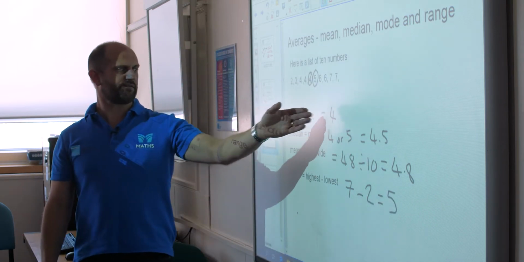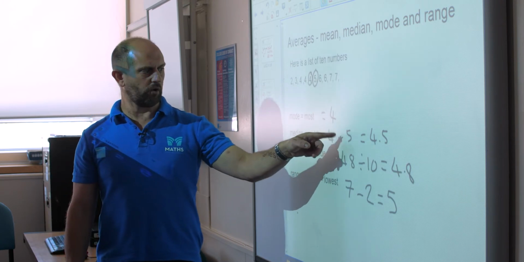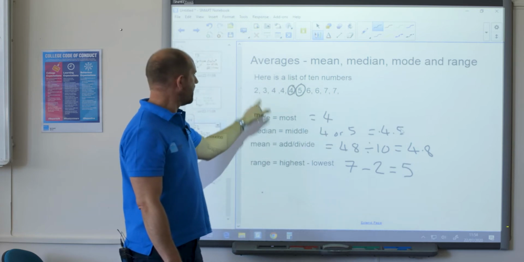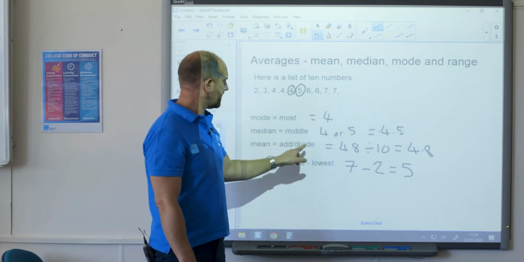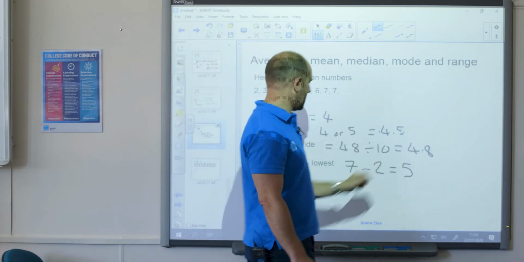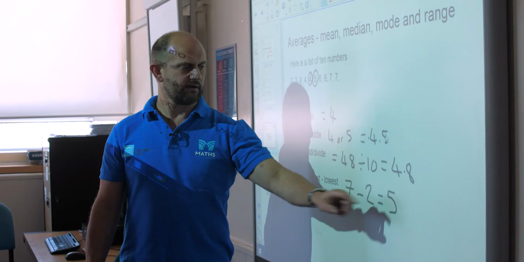So the mode is 4, the most. The median, the middle value, is 4 or 5, so halfway between that is 4.5. The mean, I add all of these numbers up and I divide by the total number of values, which is 10, gives me 4.8. And the highest, take away the lowest, gives me 5.